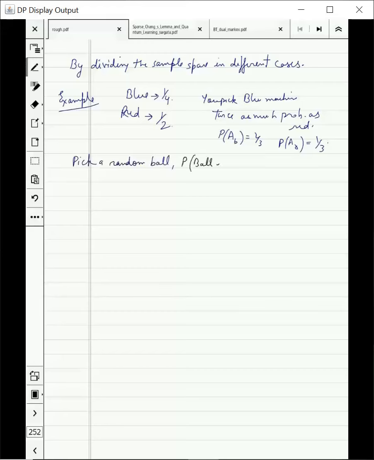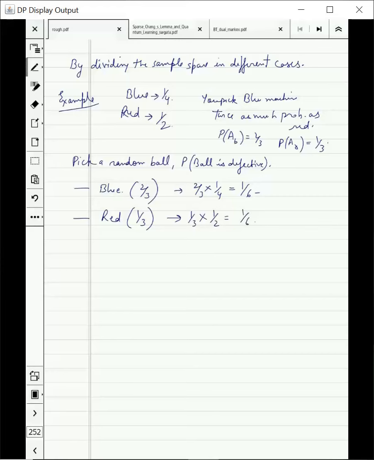There are clearly two cases, so we can just divide into two cases. One case is that we had used a blue machine. We know that the probability is 2 by 3. In this case, the probability the ball is defective is 1 by 4. So I get a defective ball with probability 1 by 6. For the red machine, I pick the red machine with probability 1 by 3. And once I pick a red machine, the probability that I get a defective ball is half. So again, with 1/6 probability, I get a defective ball. So total probability of getting a defective ball is 1 by 6 plus 1 by 6 equal to 1 by 3.